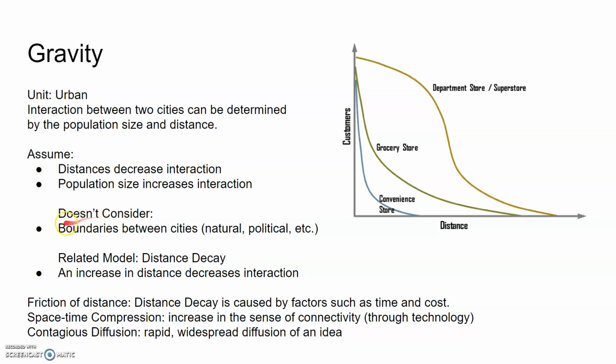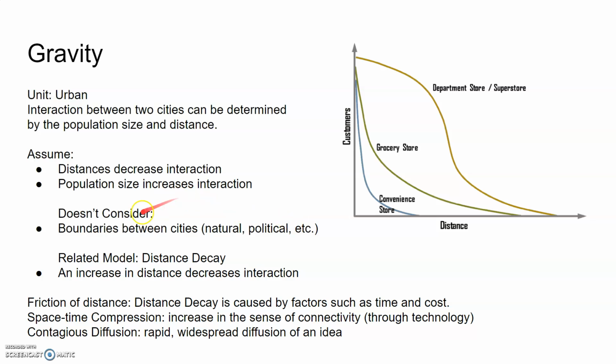So what this doesn't consider, however, is boundaries between cities. So let's say a political boundary. And let's say we're on the US-Mexico border and we are on the US side, but we need to go to a superstore. And the closer one is on the Mexican side, but we need one on the US side. So we go to the one that's 20 minutes away on the US side rather than 10 minutes away on the Mexican side.